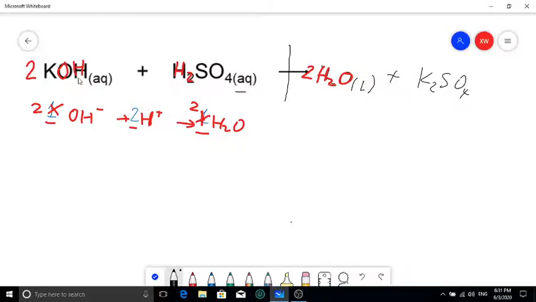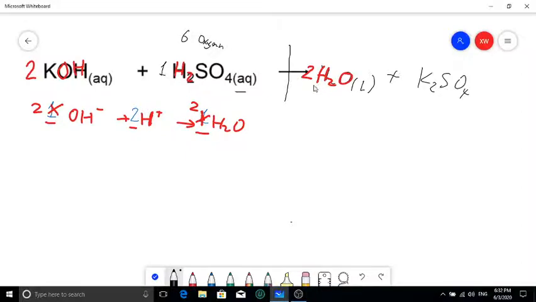Oxygen is going to be a little bit more complicated. Overall on the reactant side, you have 2 hydroxide here. That means there are 2 oxygens, and there are 4 more oxygens from sulfate. Since there's no number here, that means there's 1. So 2 oxygens plus 4 oxygens, that's total 6 oxygen.